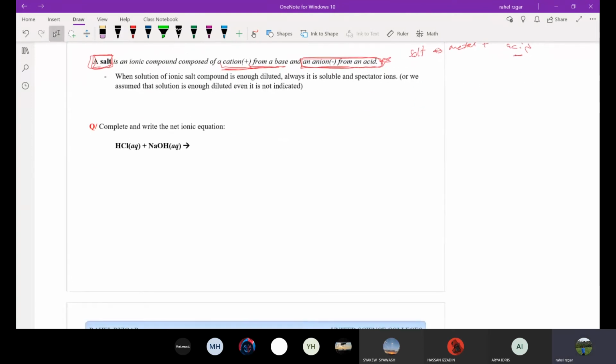Let's look at this part. This is an acid, this is a base. Complete and write the net ion equation. And if the reaction is diluted enough, the salt produced will be an aqueous solution.